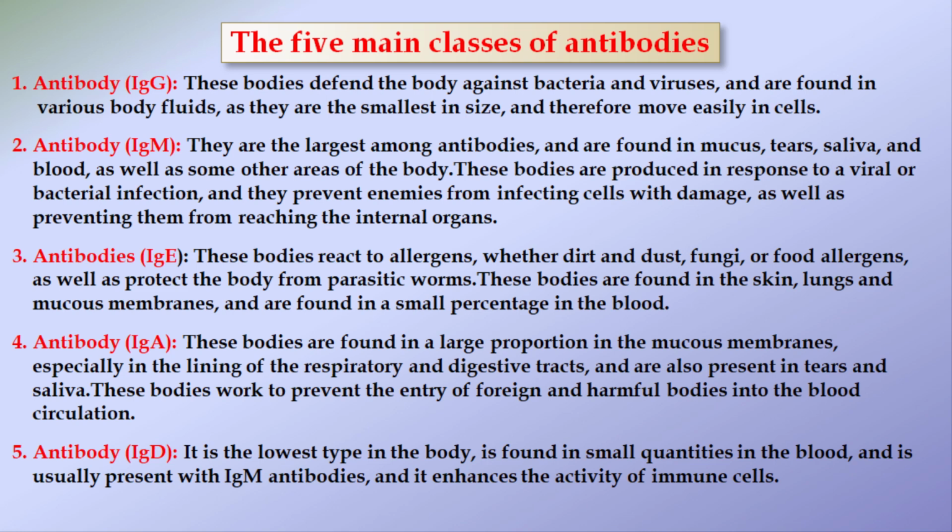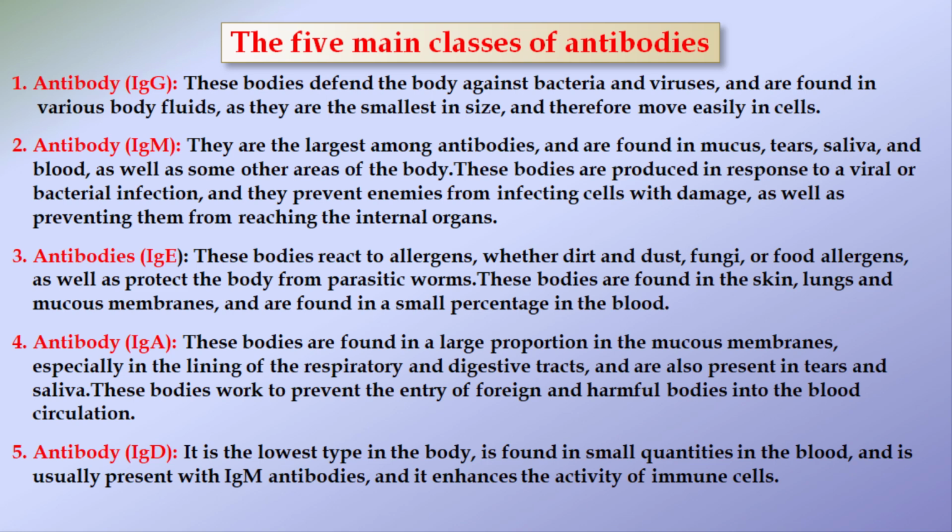blood. 4. Antibody, IgA. These bodies are found in a large proportion in the mucous membranes, especially in the lining of the respiratory and digestive tracts, and are also present in tears and saliva. These bodies work to prevent the entry of foreign and harmful bodies into the blood circulation.